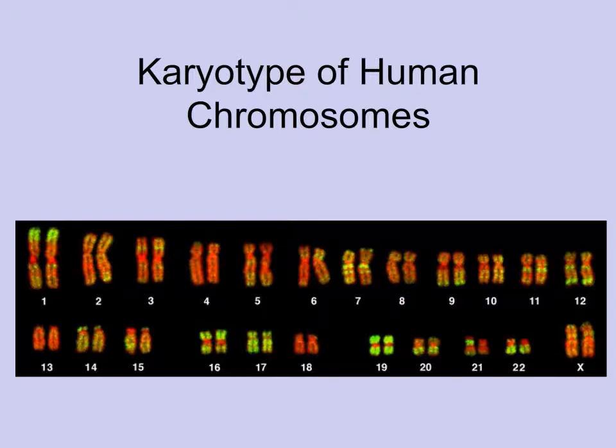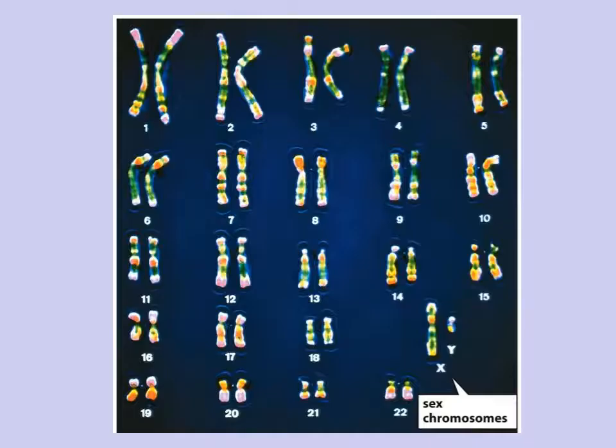The 23rd pair, or the sex chromosomes, are also homologous if the individual is a female and has 2 X chromosomes. If the individual is a male, however, only a small portion is homologous, so that the X and Y chromosomes will synapse during meiosis.